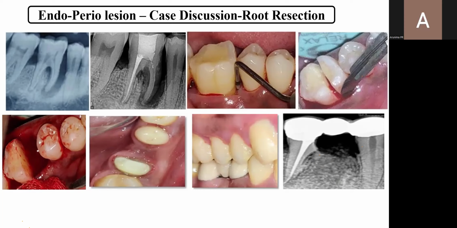So we have done a hemisection procedure, and that means you put, like you will put as under bicuspidization, in fact, and then we have gone for an FPD placement for this case.